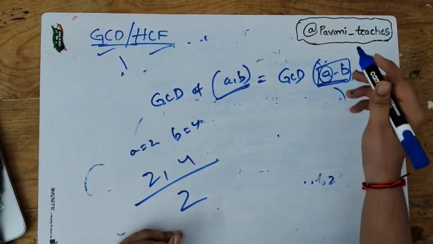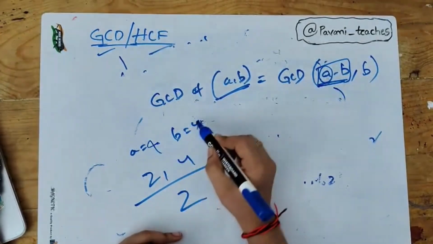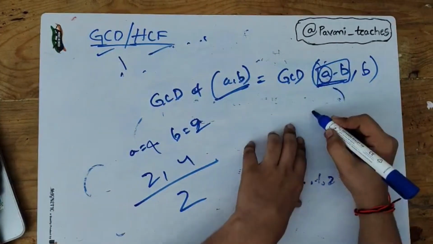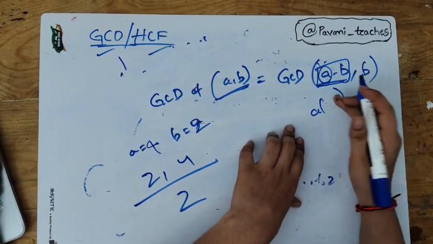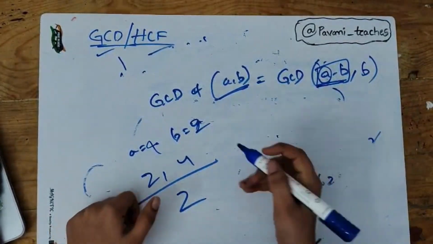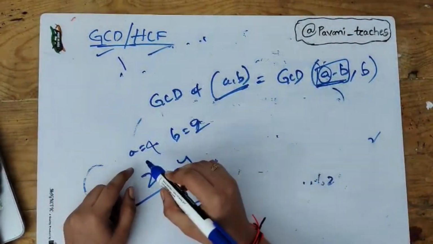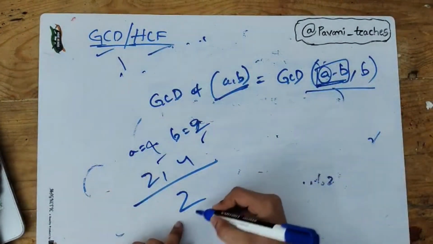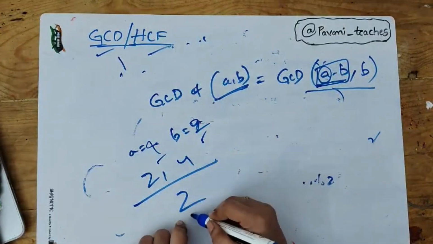Here A should be greater than B. So now I'll take A as 4 and B as 2. That's it. It works. Or else, while using this, you can just use some if conditions to change A and B values. Okay, but it's fine. Now if I am taking A as 4 and B as 2, I think we can work with this. GCD of 2 and 4 will be equal to 2.